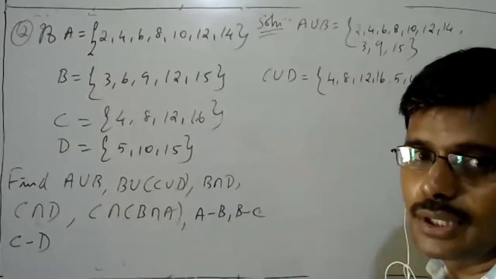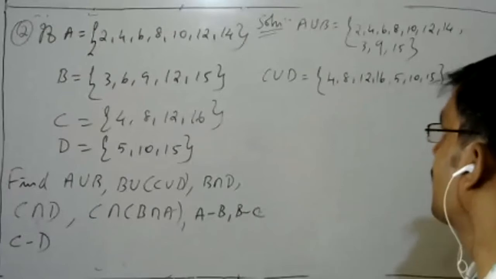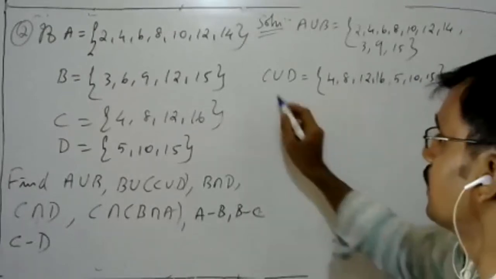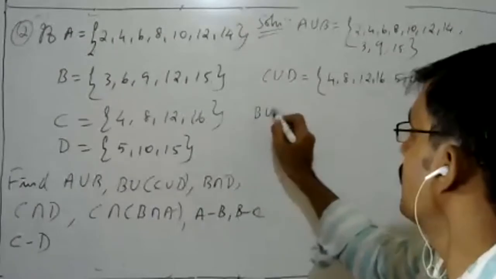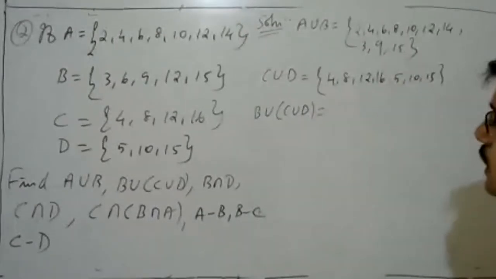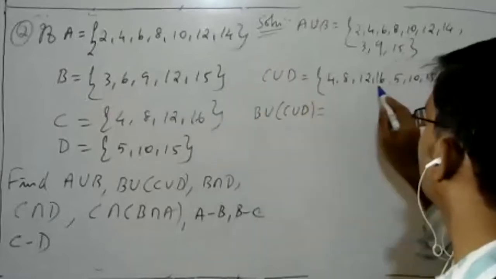No need to repeat the same element again. So here nothing is repeated. You can take it as it is: 4, 8, 12, 16, 5, 10, 15. This is C union D. But we need B union C union D. How to find out B union C union D? This is B. This is C union D.